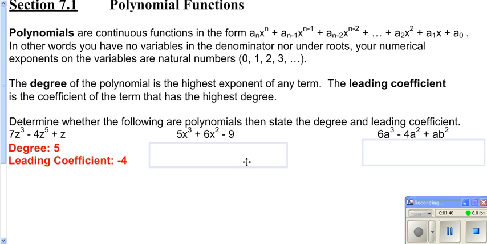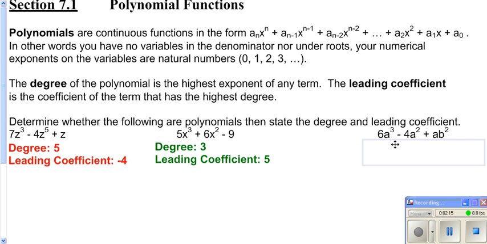The next one. Is it a polynomial? Well, it's very similar to the last one where we have positive whole numbers as exponents, no variables in roots, and we have no variables in the denominator. So our degree ends up being the highest power that shows up, which is your 3. Your leading coefficient then is the number in front of that term, which is 5.